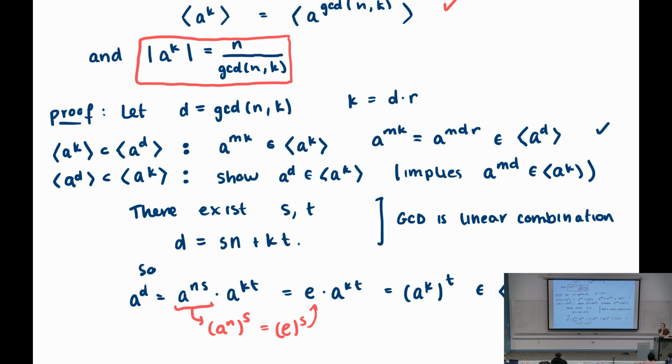Can you explain again why A to the MDR is a power of A to the D for the first part? Yeah. So up here, this is A to the D to the MR. I wrote MDR, and that's a power of A to the D. Any other questions?